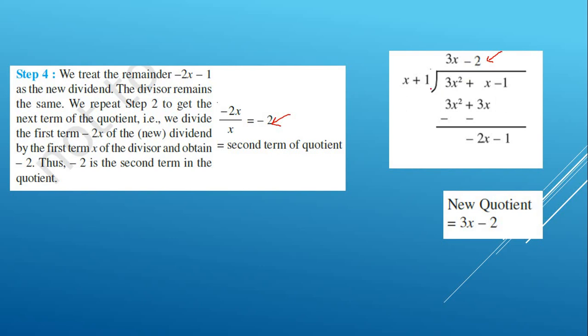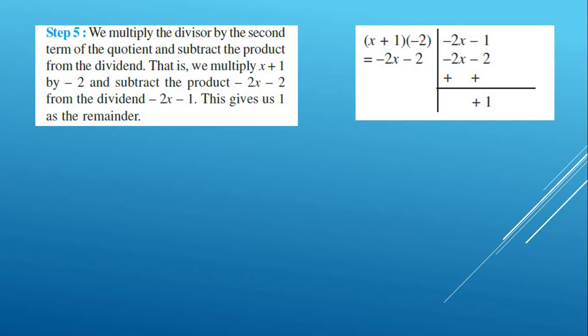Then again, since the degree is still the same, we can divide more. -2x we have divided by x and we got -2. Now we multiply this -2 by the divisor polynomial. We will get -2x - 2, which we write below the term -2x - 1. We change the sign as we do in the division rule, so that gets cancelled, and +2 plus -1 will come +1.